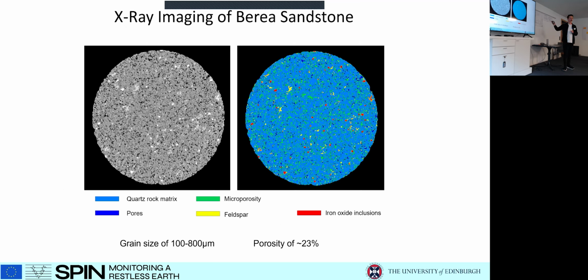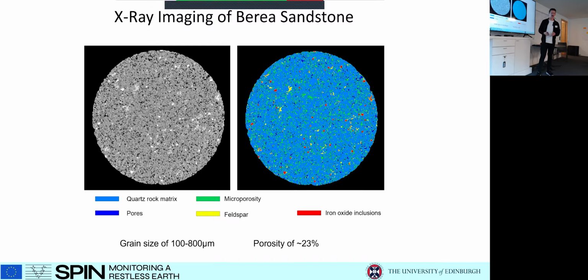But we know that we're working with a Berea, so we can say, well, we know that it's going to be mainly quartz and feldspar, and maybe a little bit of iron oxide inclusions as well. And so just by doing some basic histogram color analysis, we can see that this gray area is our quartz rock matrix. These slightly lighter gray areas are our feldspars. The black bits and the dark blue will be our pores. And there's slightly, but almost not quite black bits, which we've colored green as microporosity. So this is pore space that's just less than 2 microns in diameter. And these bright white bits are our iron oxides.